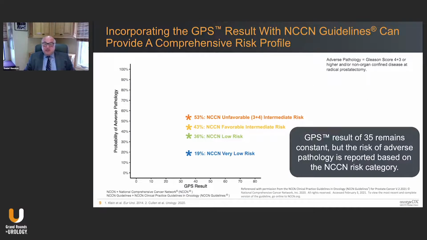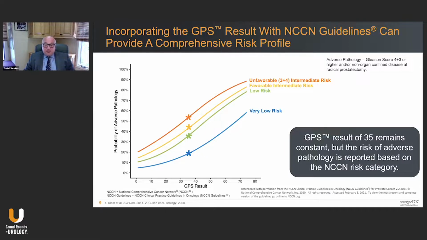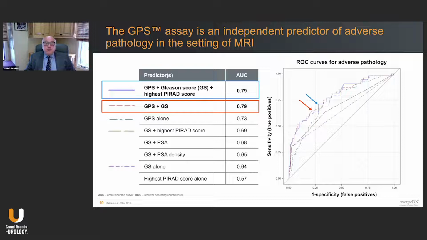Here you can see how GPS can help predict the probability of adverse pathology. Again, while it's an independent predictor, if we combine the number with the NCCN risk, we get a more refined and accurate predictor. Even in the era of routine use of MRI, GPS plus the Gleason score was fully predictive for adverse pathology, and adding highest PIRADS score from the MRI did not give any additional predictive value.